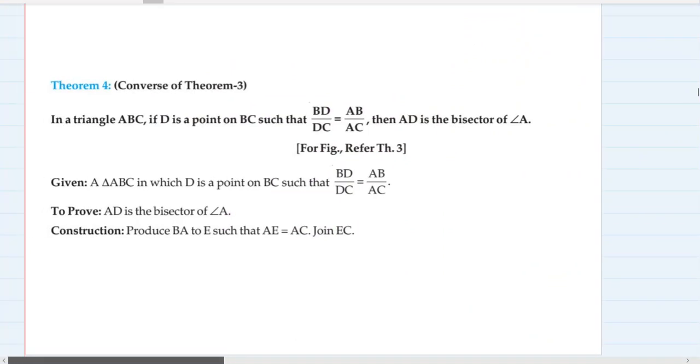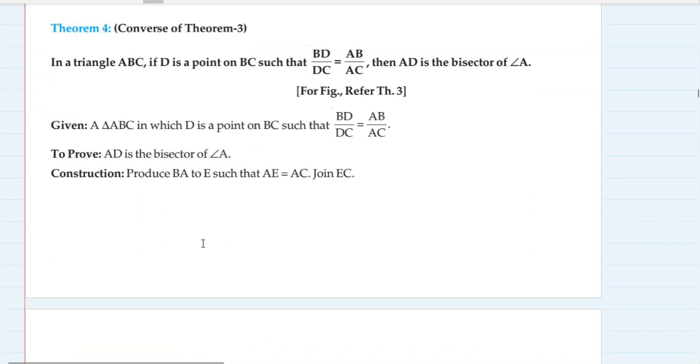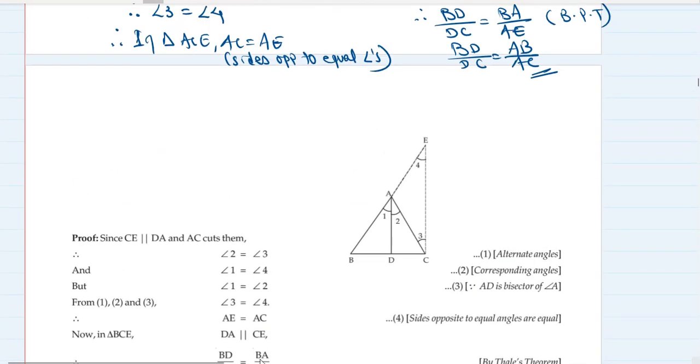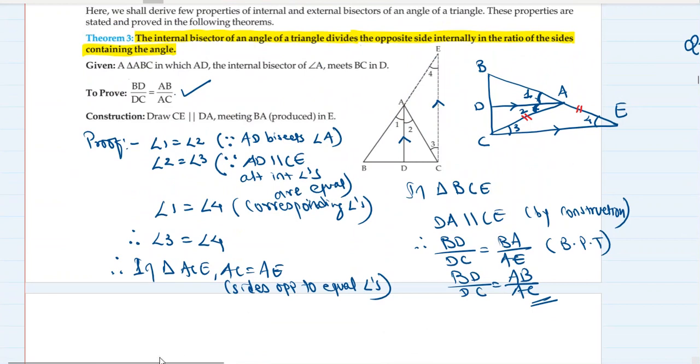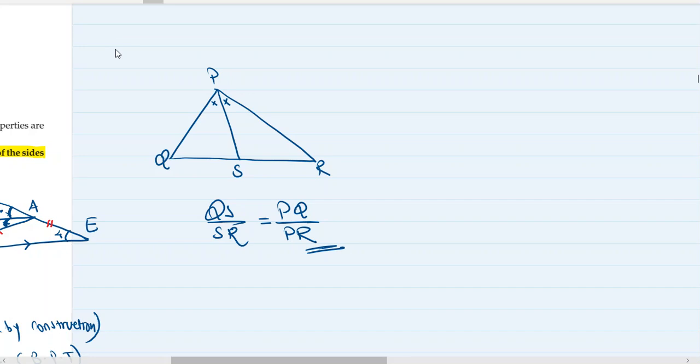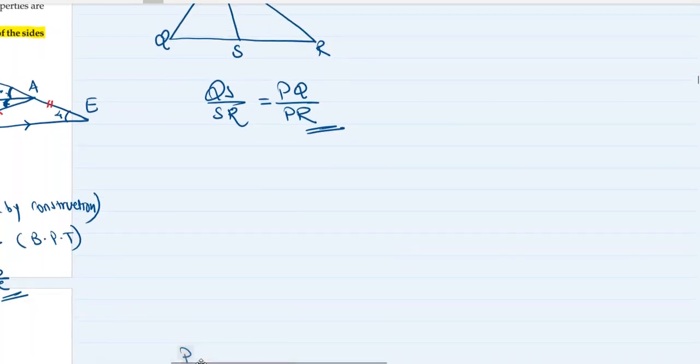So the next part is the converse of angle bisector theorem. So in a triangle, if D is a point on BC such that BD upon DC is equal to AB upon AC, then AD is the angle bisector of angle A. So let me take the same figure which I had drawn over here. Let me take it down.